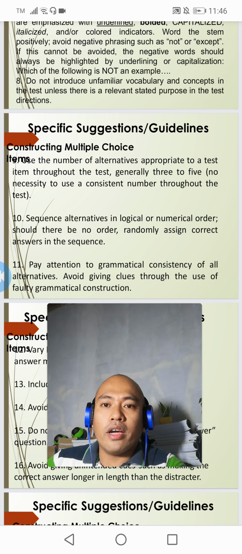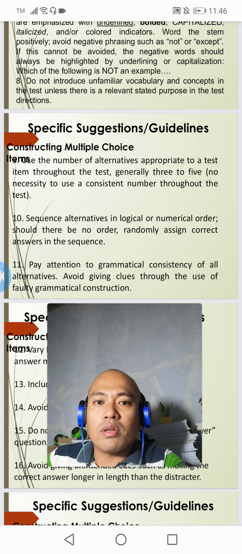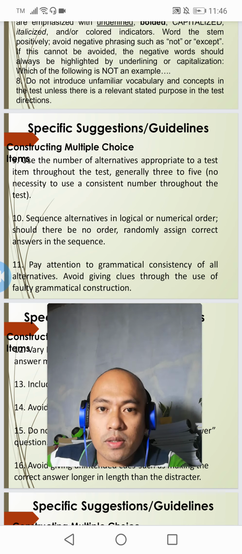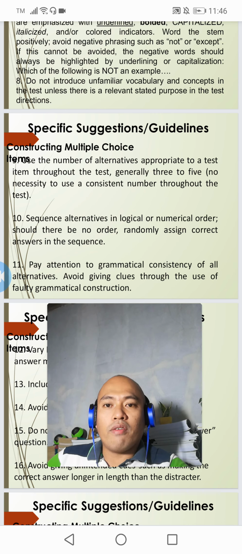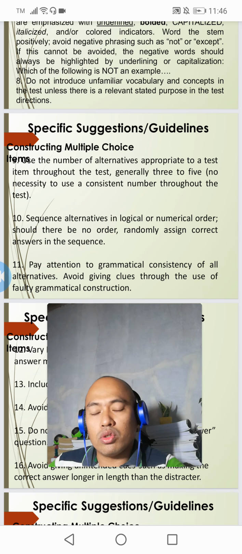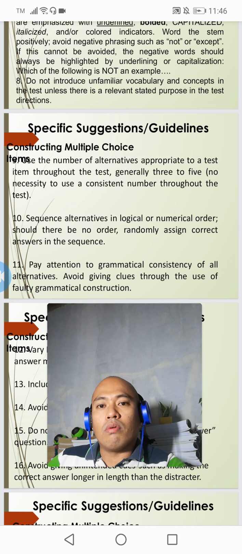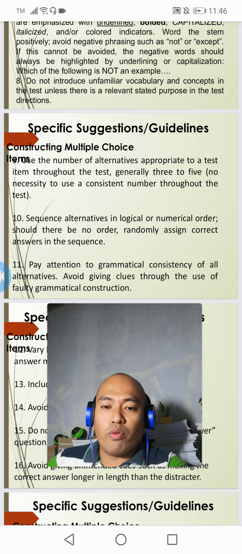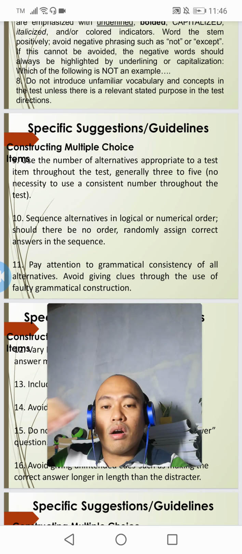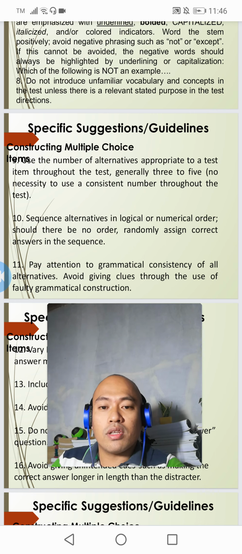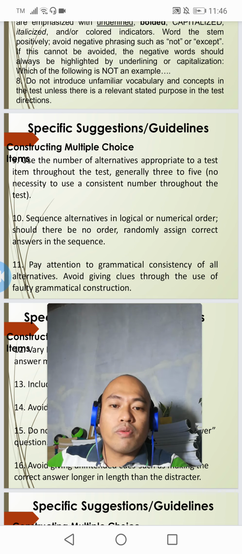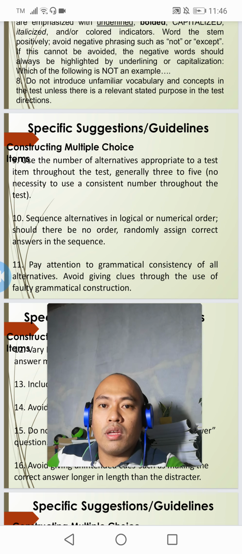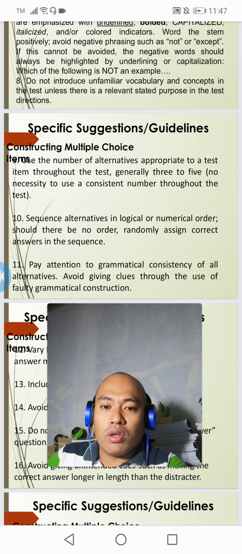For the ninth suggestion, we need to use a number of alternatives appropriate to the test item throughout the test. Generally, 3 to 5 alternatives should be considered. It is necessary to use a consistent number throughout the test. If in item number 1 we use 4 choices or 4 alternatives, until the last item we need to use 4 alternatives. There should be a consistent number of alternatives we are presenting in all the items in a multiple choice type of test.